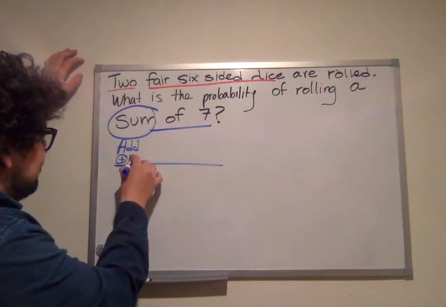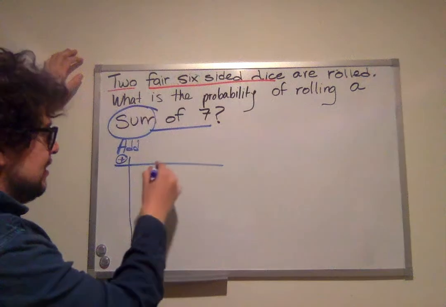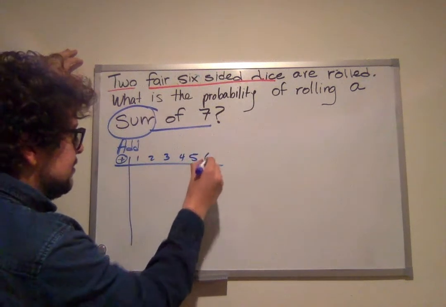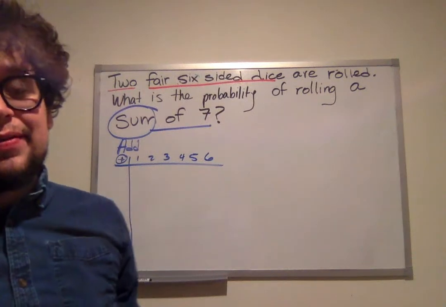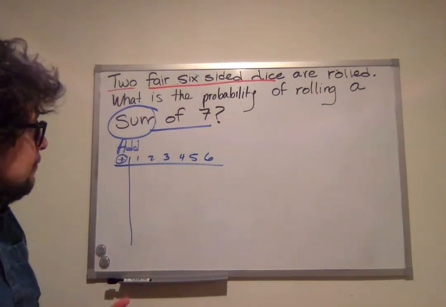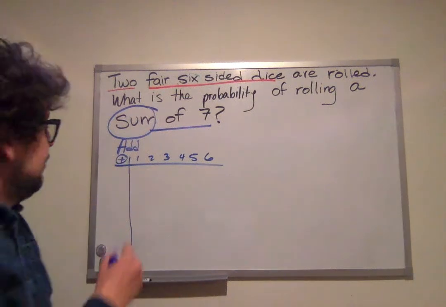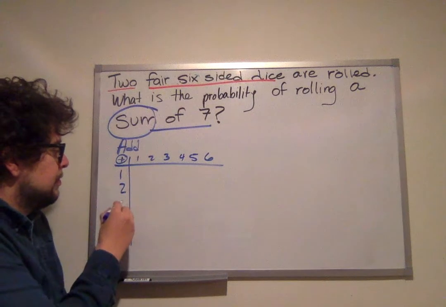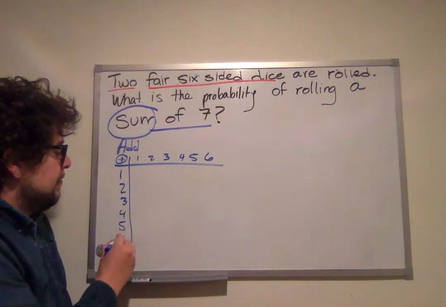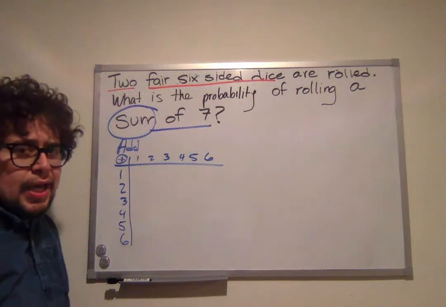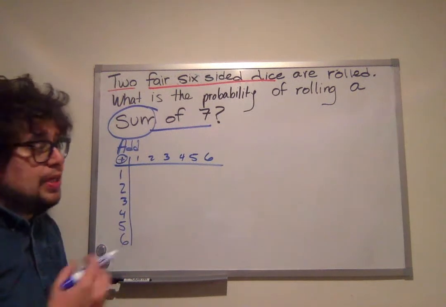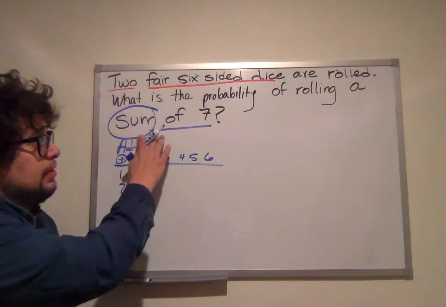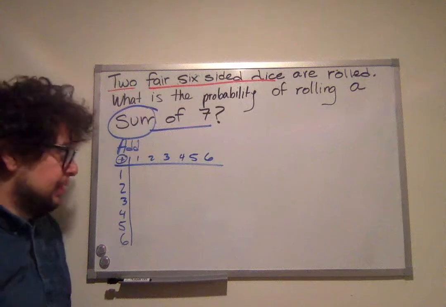Okay? So let's say the top is one of my dice. So I have 1, 2, 3, 4, 5, and 6. Those are the 6 numbers that I can roll. When I roll my second die, I can also get the same numbers. 1, 2, 3, 4, 5, and 6. Now I'm going to make myself a little table so that I can fill it in with information that's going to help me find my sum of 7.